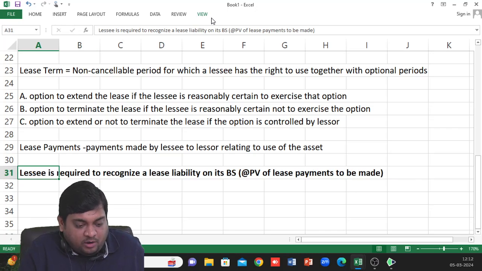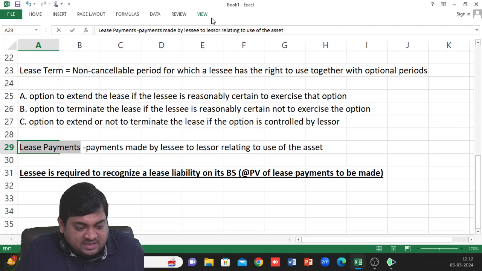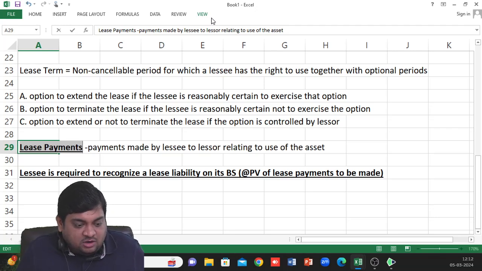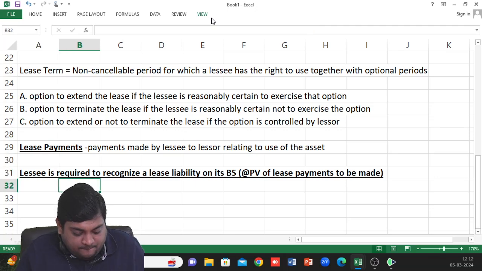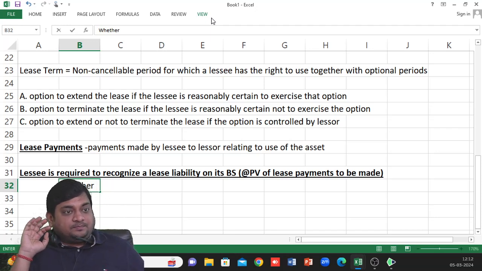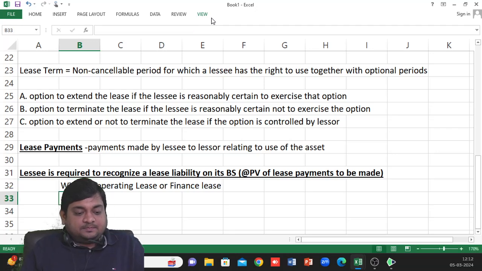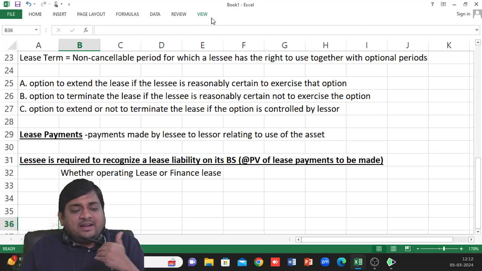So this is very important. Whether it is operating lease or finance lease, it does not matter. Just like taking a loan, whether operating lease or finance lease. Right, slowly you will get into the concept, right?